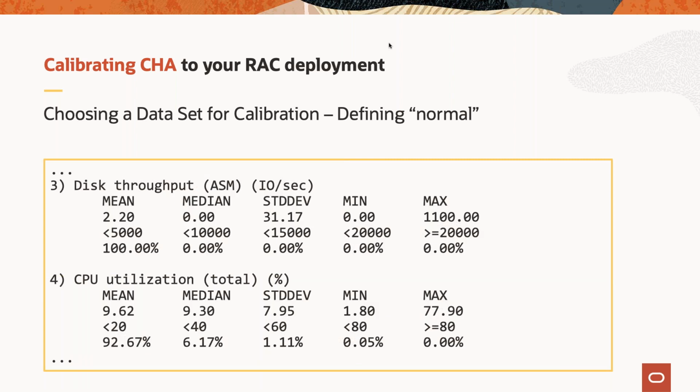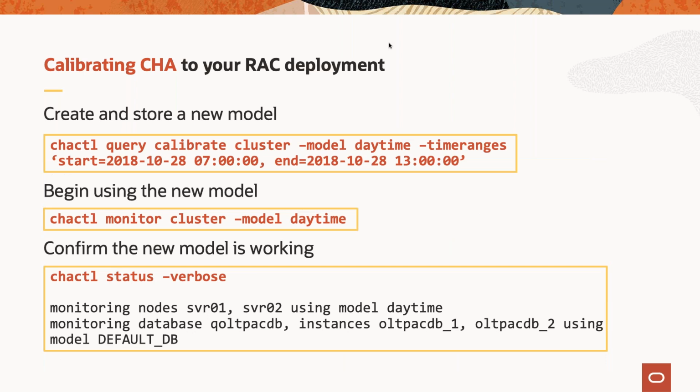At the same time, it also scans disk throughput and IO per second. It scans for CPU utilization and looks at all this stuff. Once you do this, you can basically start using the new model that you've calibrated. So you calibrate the cluster, you do it once, and you specify a time that is good for your system, that your system runs well. Then you monitor the cluster using this model and verify that the new model is working. These steps need to be done once, and that's it.